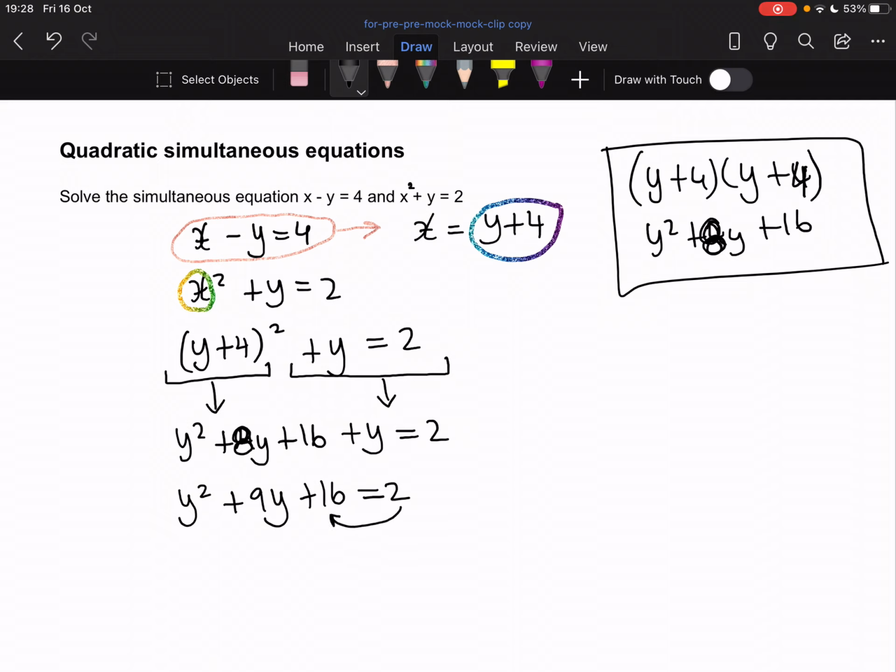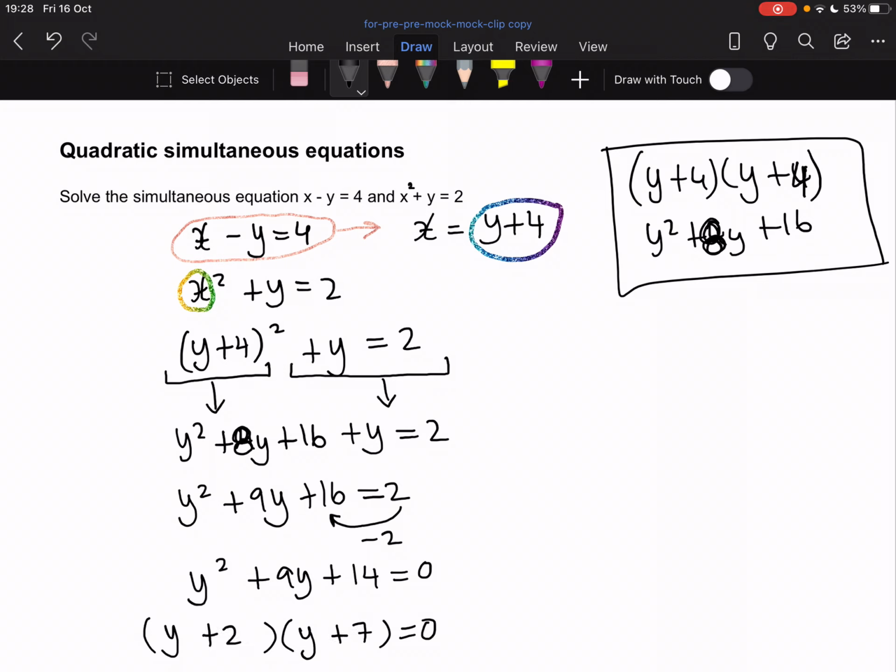Remember, it needs to be equal to 0. So we need to take away 2. So I have y squared plus 9y plus 14 equals 0. Now we know how to factorize a quadratic and to solve it. So I'm looking for two numbers that multiply to give me 14 and add to give you 9. Mercifully, it's all positive. I don't need to bother about the signs. So those two numbers are 2 and 7.